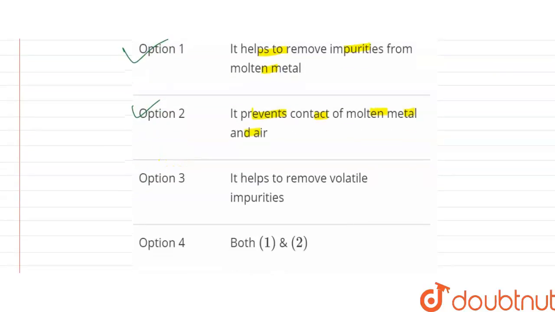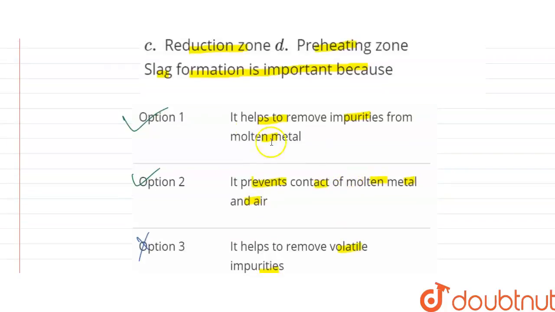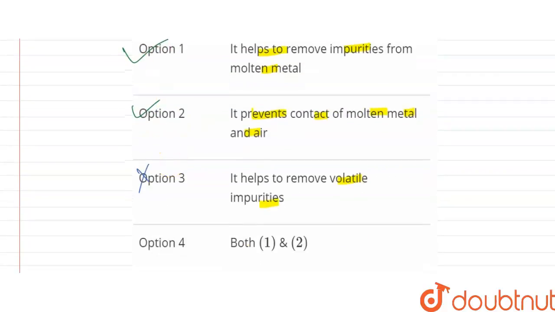The third option is that it helps remove volatile impurity. So this is incorrect. There is no such function of slag that it removes volatile impurities. In fact, it takes place at very high temperature, that is in molten form. So it cannot help remove volatile impurities because it is functioning at such high temperatures. Last option is both 1 and 2. So yes, both 1 and 2 are correct. Hence, we can say that the ultimate correct answer is option 4. So with this, we complete the entire solution.